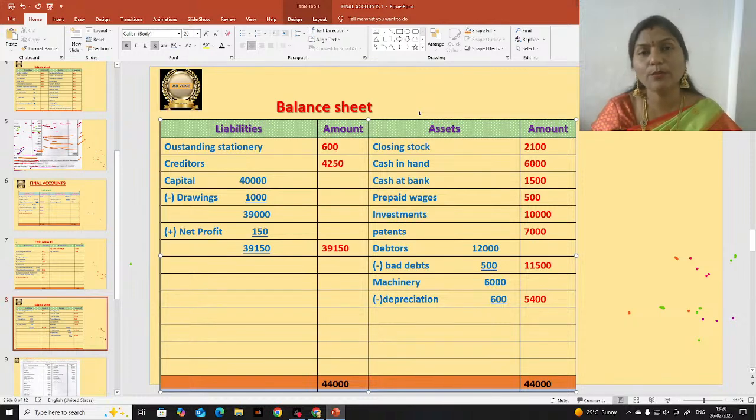This is how we prepare the balance sheet. Hope this is clear for everyone. So in case of any doubts, you can mention them in the comment box so that I will explain them in the next class. So for today, I will end this class.